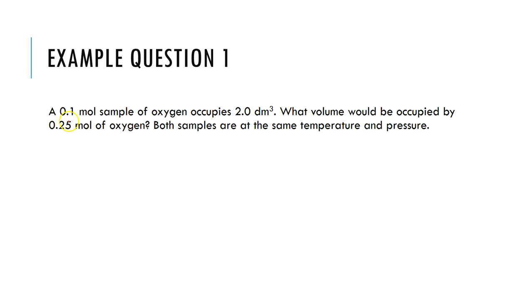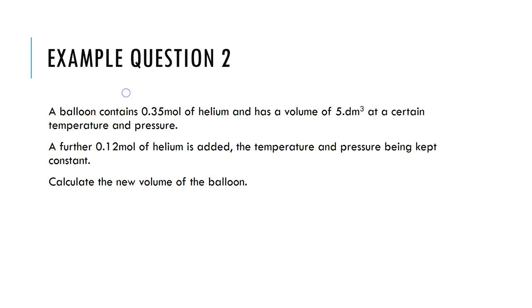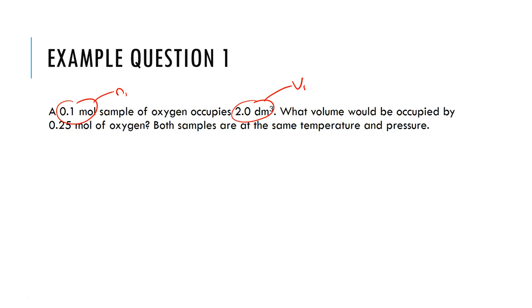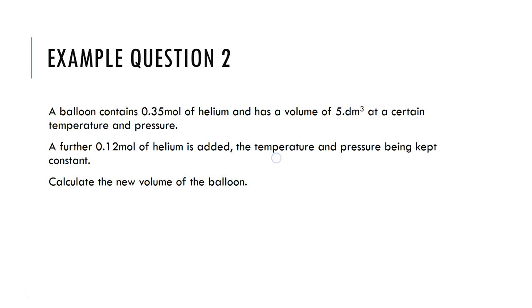This time we have a 0.1 mole sample of oxygen occupying 2 decimeters cubed. So this is our volume, it's going to be our V1, and this one is our n1. And then we are asked to figure out what the volume would be if 0.25 mole, our n2, of oxygen had been placed into it. So what we're doing is adding an additional 0.15 mole, and we're looking for V2 as our unknown.